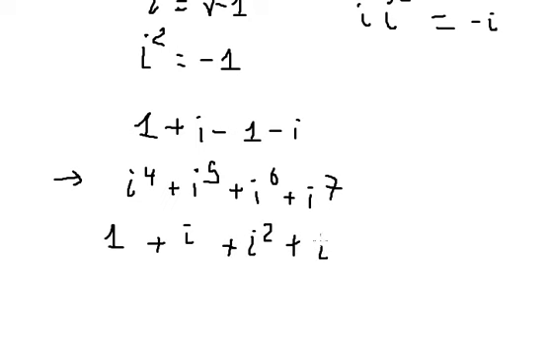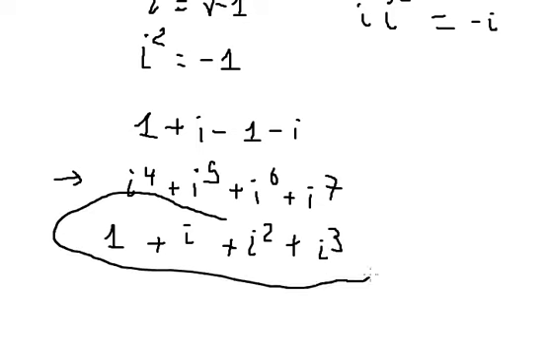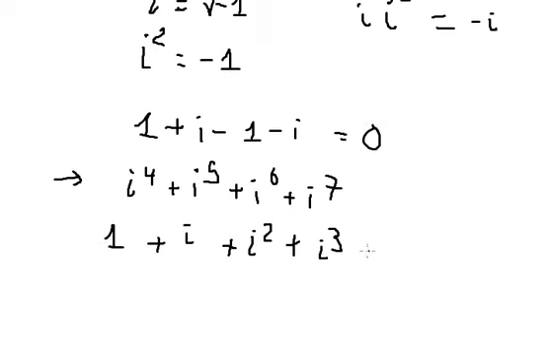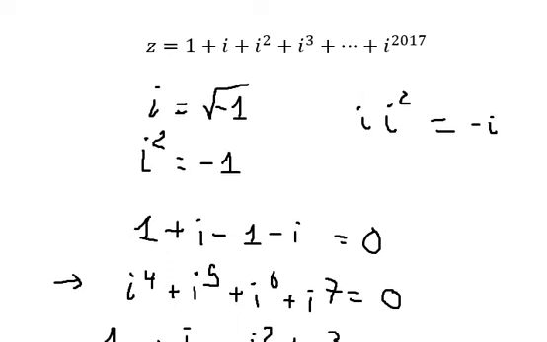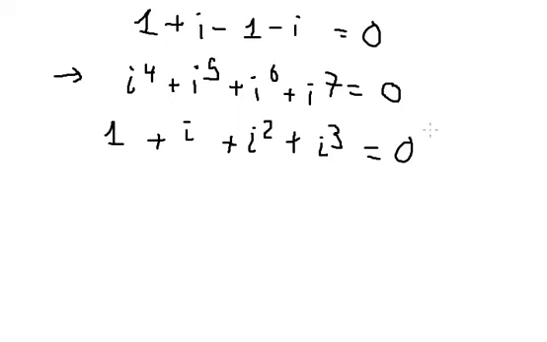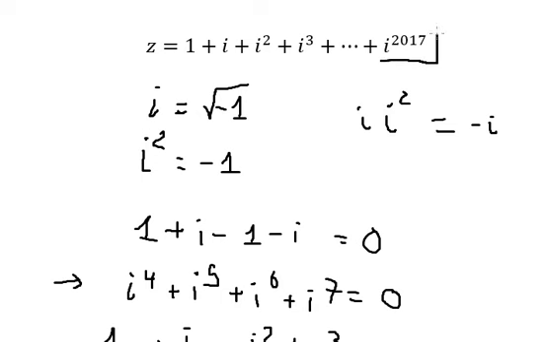and this one. And we can see that this one is the same as this one. And we know that this one equals 0. So this one equals 0. In this situation, they will repeat the process. So the last one is i to the power of 2017.